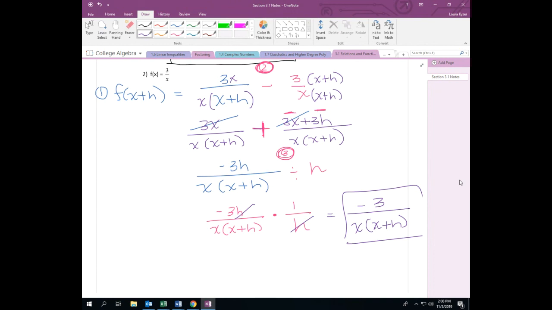But it's the same concept, three-step process. Plug in x plus h and simplify. Subtract out the original function, divide everything by h. So I hope that this helped.